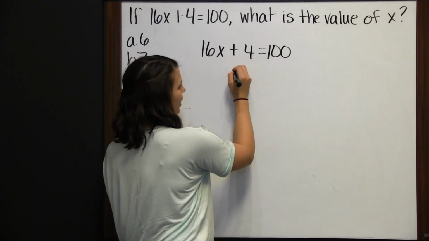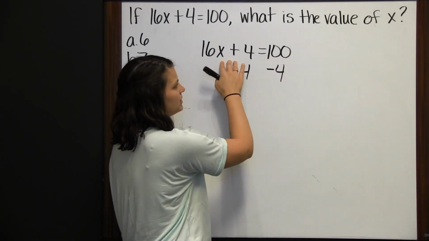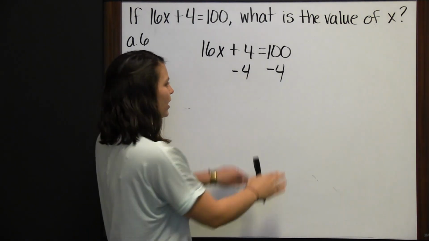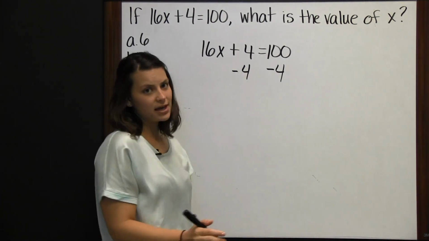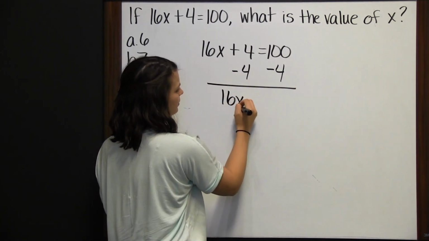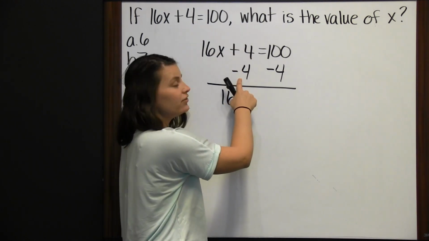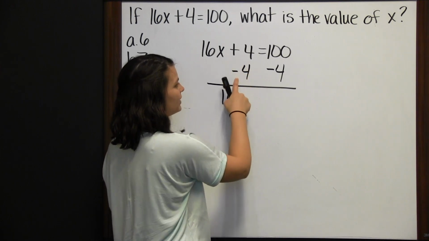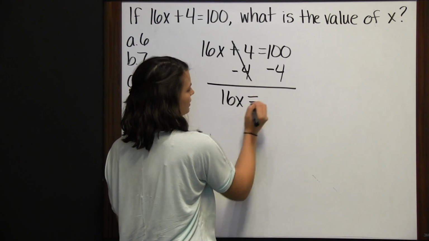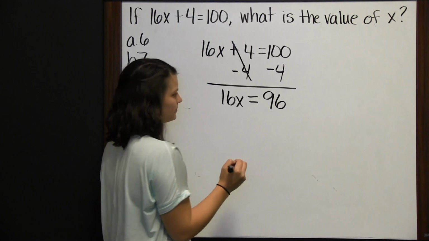And that is to start by subtracting 4 from both sides. Because since these two sides are equal to each other, to keep them equal, we have to do the same thing to both sides. So we have 16x plus 4 minus 4. Those are additive inverses of each other. That means they add to be 0, so we can cancel them out. Bring down the equal sign, and then 100 minus 4 is 96.